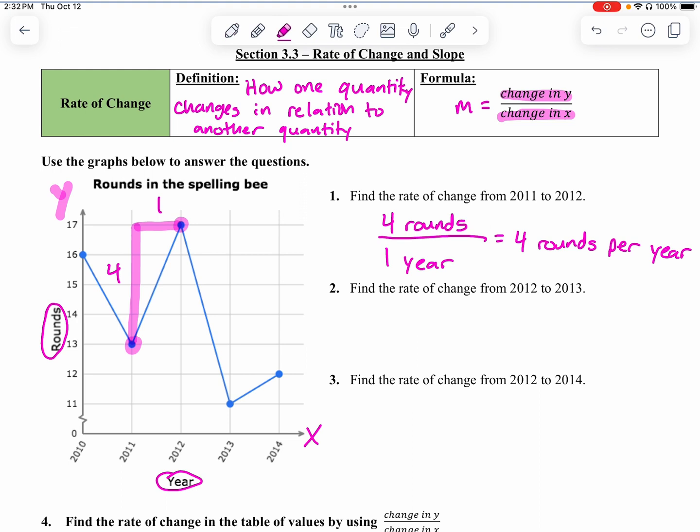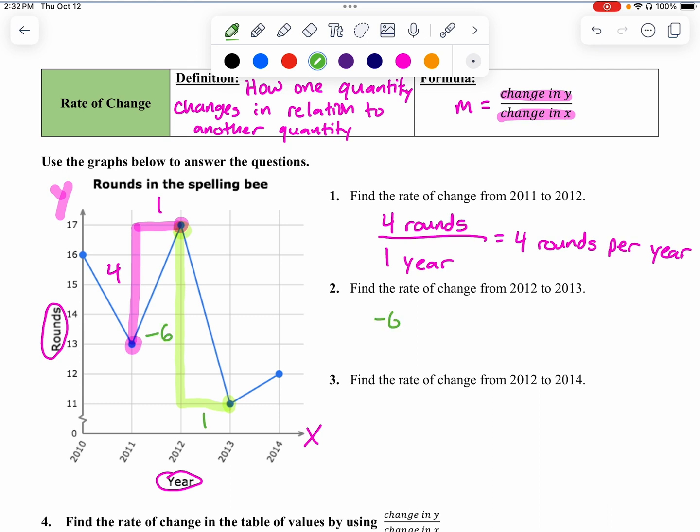Next one is rate of change from 2012 to 2013. So 2012 starts here, 2013 ends here. So we're going 1, 2, 3, 4, 5, 6, and then over 1. So we went down 6, so we went negative 6, and then over 1. So we had negative 6 rounds per 1 year. So we would say this as negative 6 rounds per year.